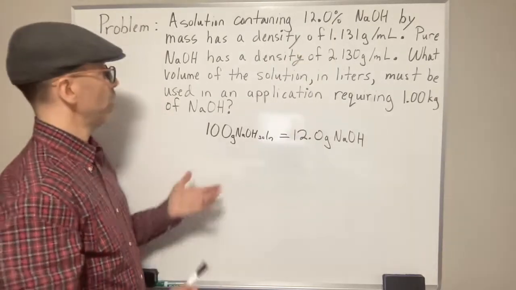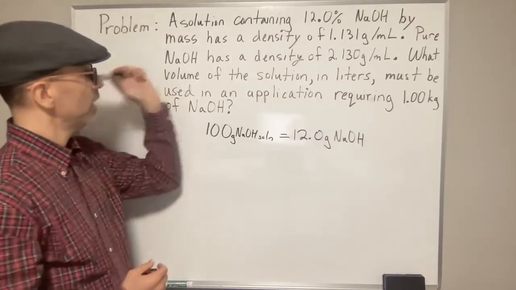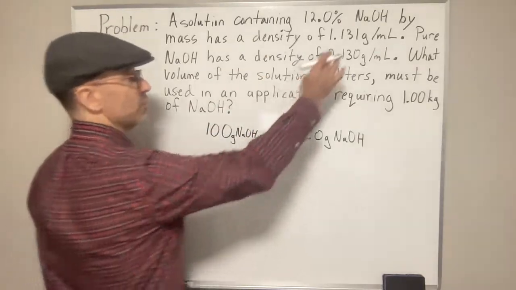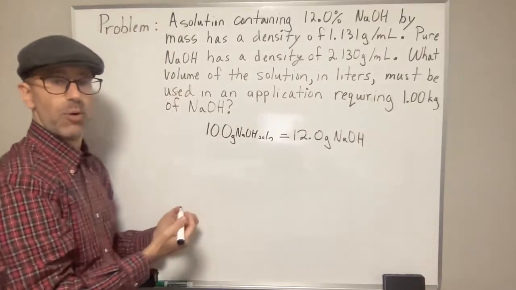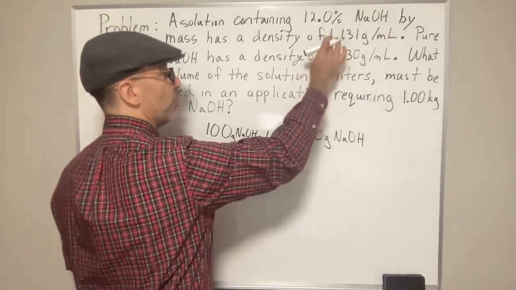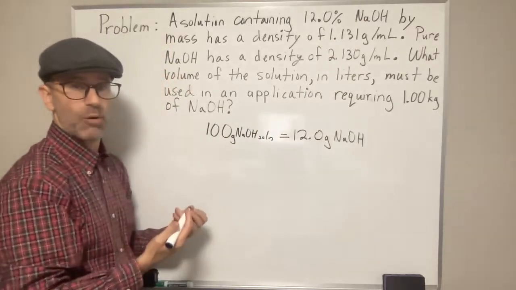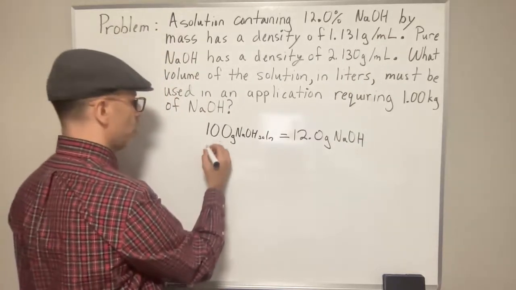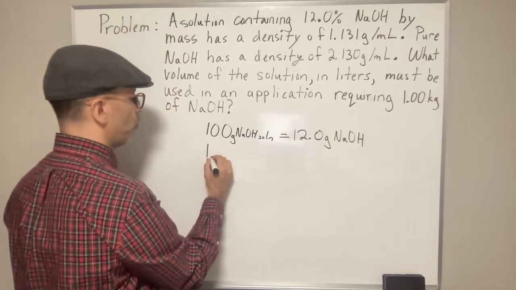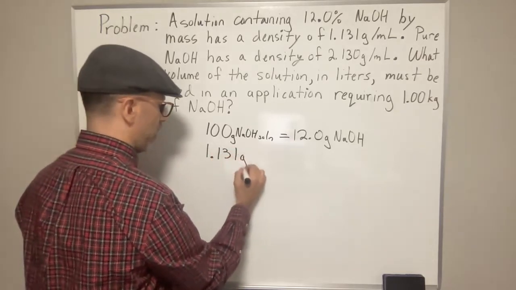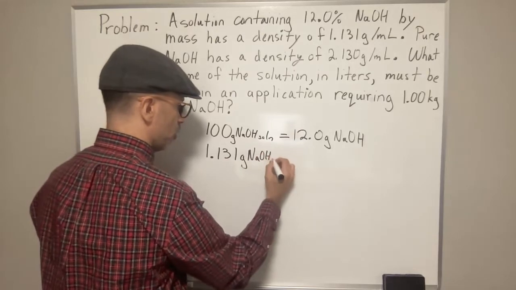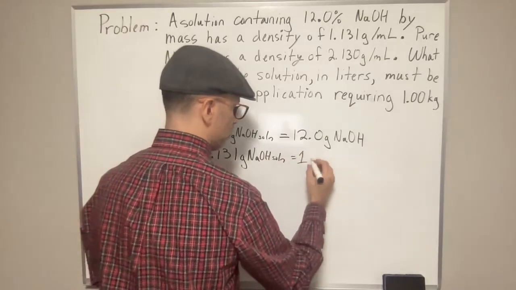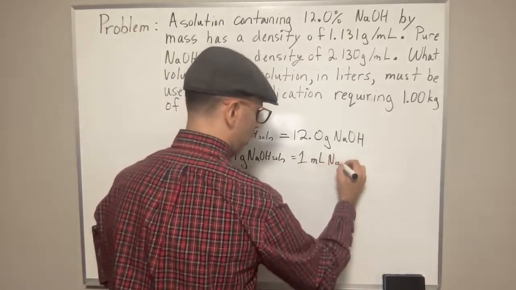Okay, so what else do they give us? They give us the density of the solution, which is in grams per milliliter. We could write that as an equality. What that's saying is that for every 1.131 grams of our solution, that's going to be equal to 1 milliliter of that same solution. So if we write that out, it's going to be 1.131 grams of NaOH solution, and that's going to be equal to 1 milliliter of the NaOH solution.